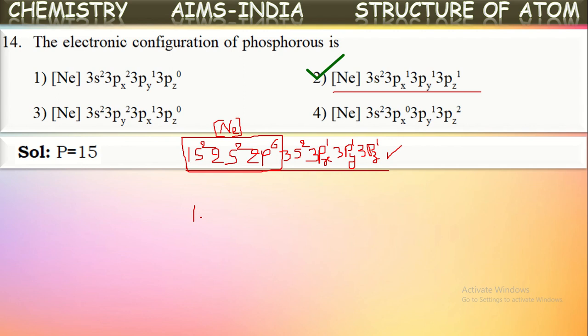Sometimes it can also be mentioned like this: 1s2, 2s2, 2p6, 3s2, and next 3p3. Instead of expanding the p subshell into orbitals, directly they may write 3p3 also. This configuration also represents phosphorus only. Whatever they give in these options, out of these three, all will be correct answers only.